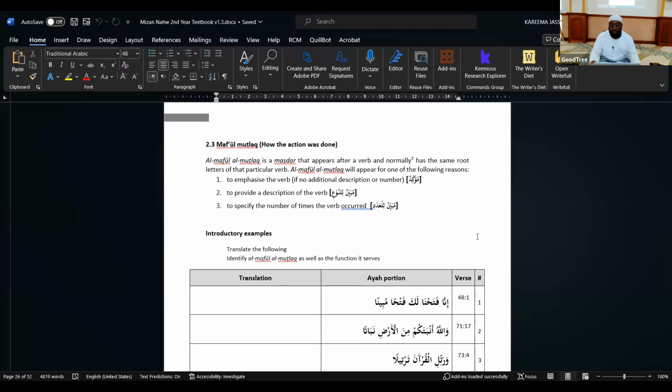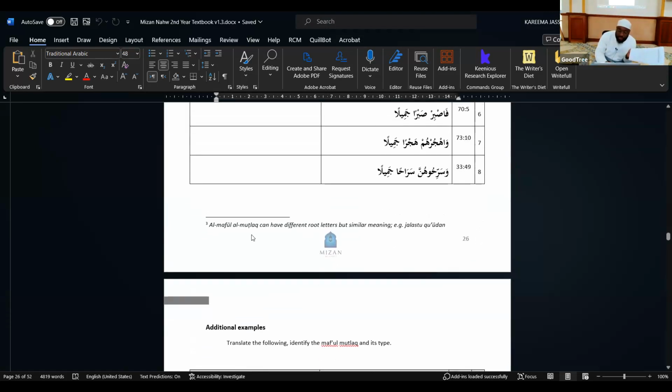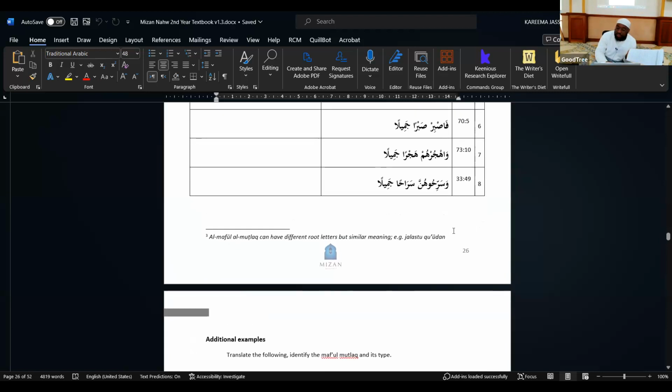So it says المفعول المطلق is a masdar that appears after a verb and normally has the same root letters of that particular verb. Do you have a footnote there on the word normally? It says المفعول المطلق can have different root letters but similar meaning. Right? And he gives an example.